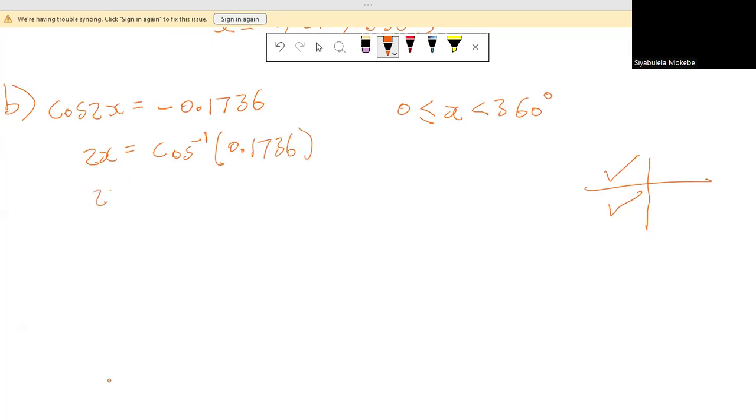So we look for the reference angle. Inverse cos of 0.1736. It's 80 degrees. Okay, so that is my reference angle. Then from there, we say, okay, we have 2x equals, we said cos is negative where? In the second quadrant. So it's 180 minus my reference angle.